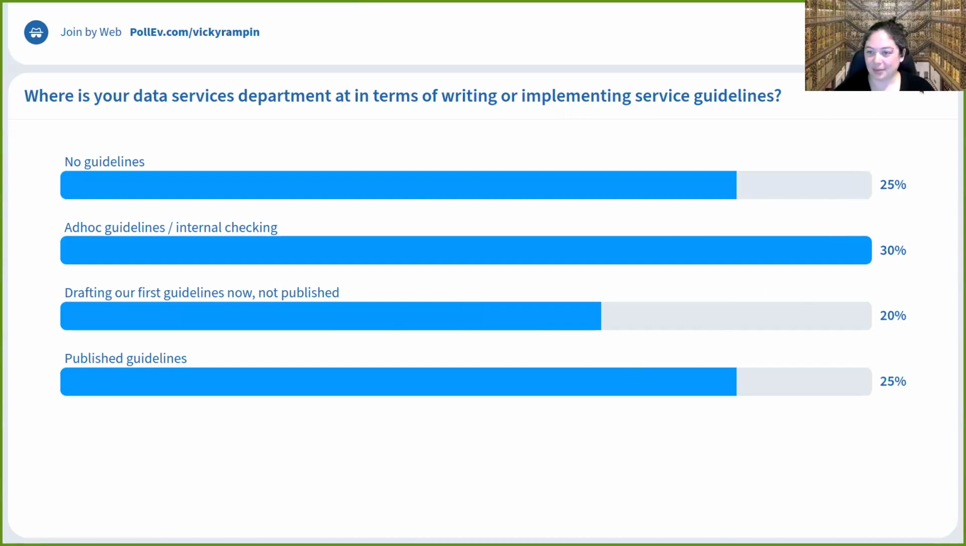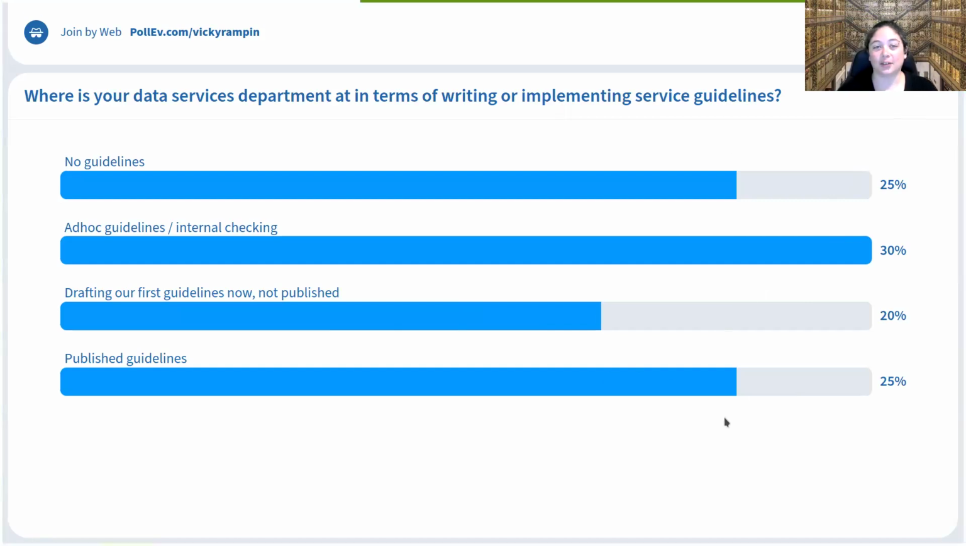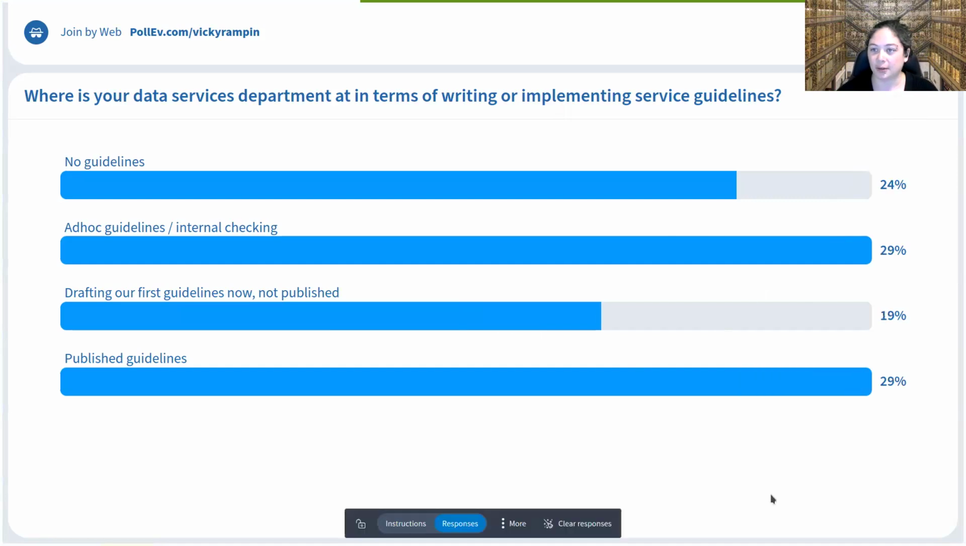Yeah, Lindsay, I think that makes sense. We also, some of our data services do have their own subject-specific guidelines. Like the quant service does have their own addendum to the guidelines that they have on their own page. So I would say that counts as published.